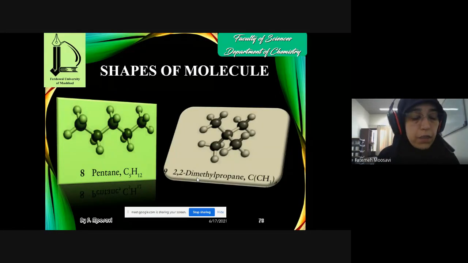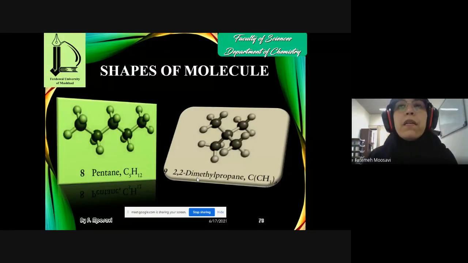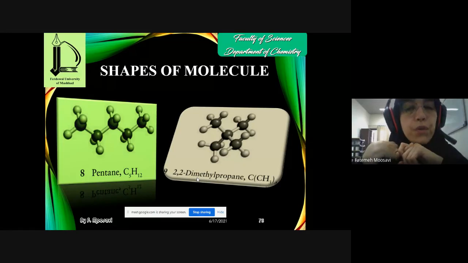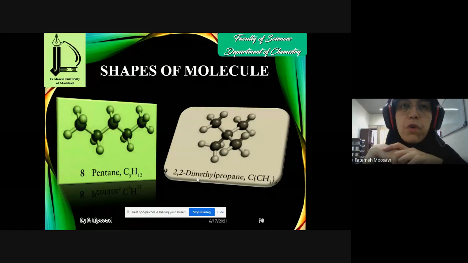Another point that I should mention is that the shape of the molecule has a great impact on the strength of interaction between the molecules. The effectiveness of London forces also depends on the shape of molecules. You know that butane, pentane, and neopentane, or 2,2-dimethylpropane, have the same molecular formula. You see, both of them have 5 carbon atoms and 12 hydrogen atoms. So, they have the same number of electrons.